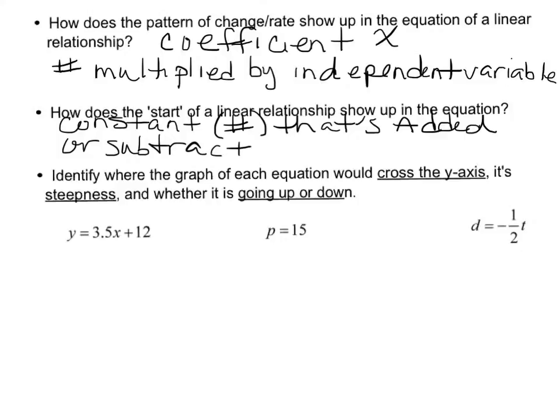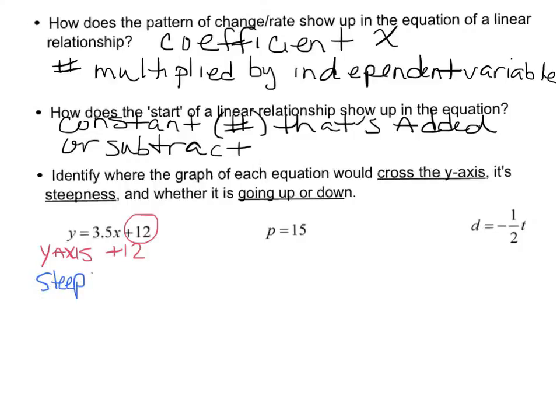Okay, now we're going to look at analyzing equations, so understanding what they mean. So we're going to look at where we're crossing the y-axis, what is the steepness of the graph, and whether the graph would be going up or down. You can tell all of that just from the equation. So first let's look at where we're crossing the y-axis. Remember, that's where the graph begins, so to speak. That's the constant number that's being added or subtracted. So in this case, we'll be crossing the y-axis at plus 12.